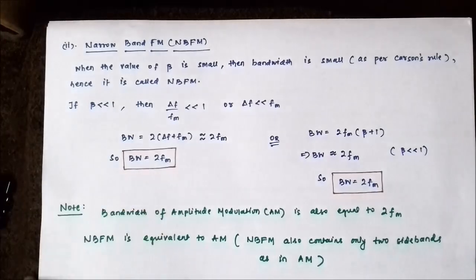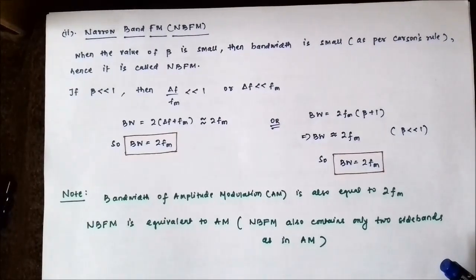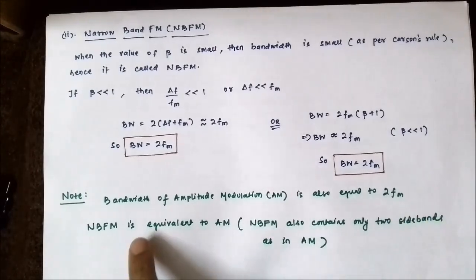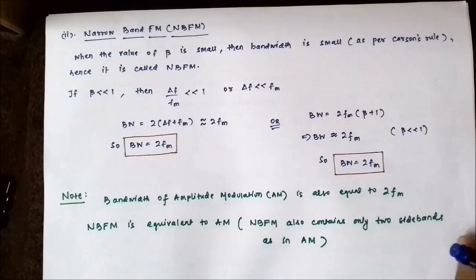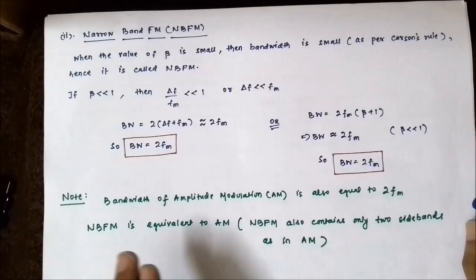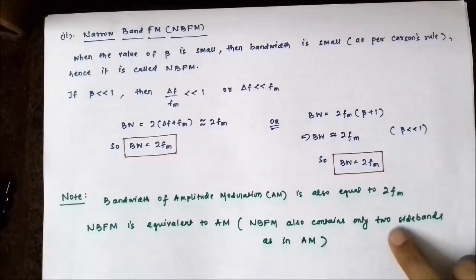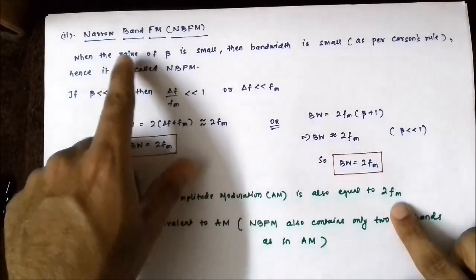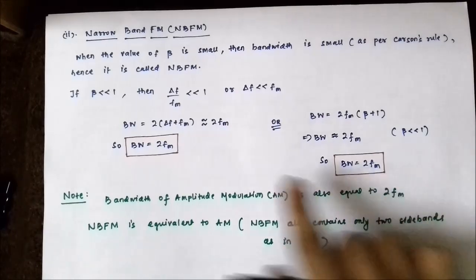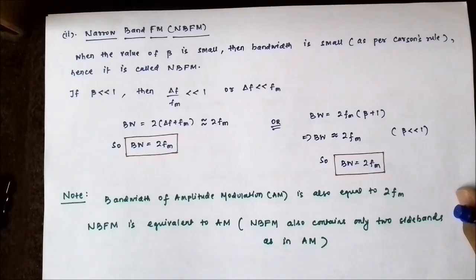Now, the interesting thing to note here is that for an amplitude modulated double sideband suppressed carrier signal, the bandwidth is also equal to 2fm. For single sideband it is only fm, but for double sideband suppressed carrier, the bandwidth is equal to 2fm, which is the same as that of a narrowband frequency modulated signal. So this is an interesting correlation between frequency modulation and amplitude modulation.